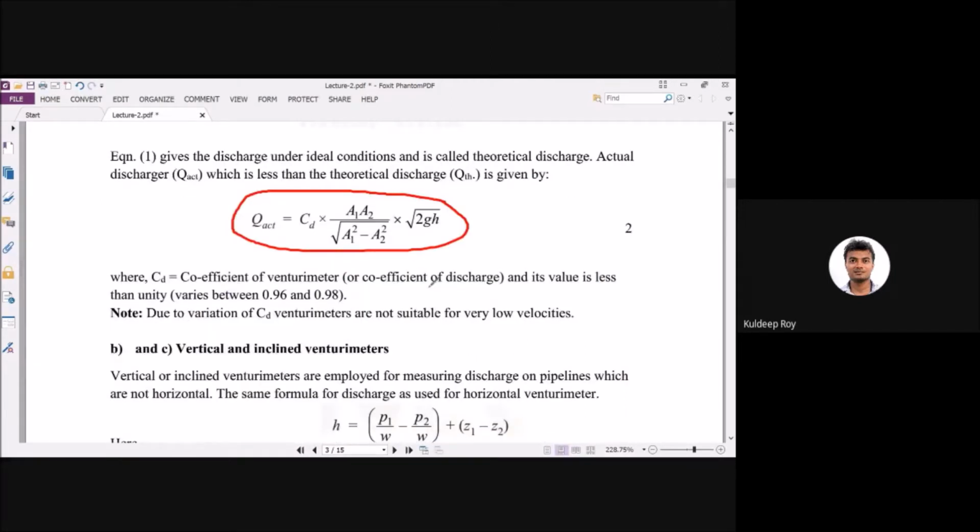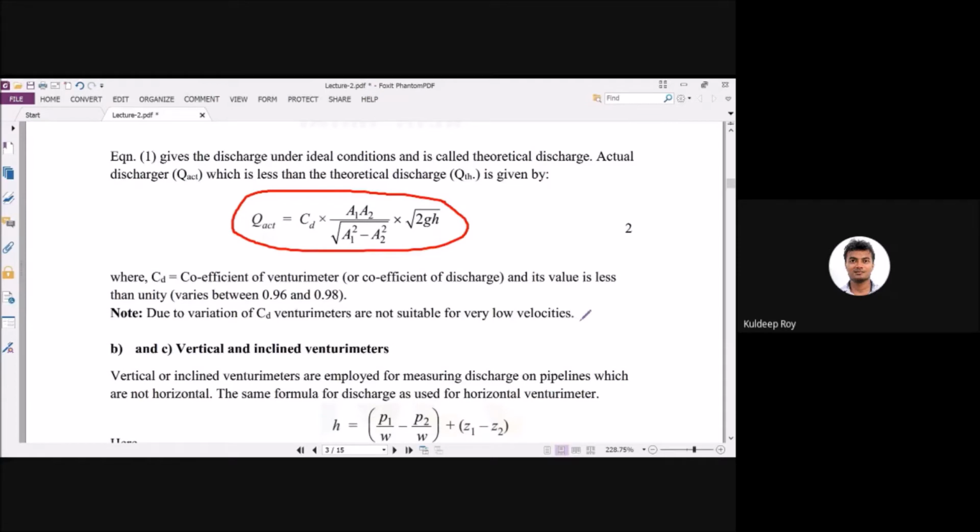Now here we have written one point which you have to note, that CD, the discharge coefficient or the coefficient of discharge, its value is always less than unity, because this is a dimensionless quantity, and it varies between 0.96 to 0.98. Due to this variation of CD, Venturi meters are not suitable for very low velocity. You can see clearly written here, if you have lower velocity, you cannot use this equipment.